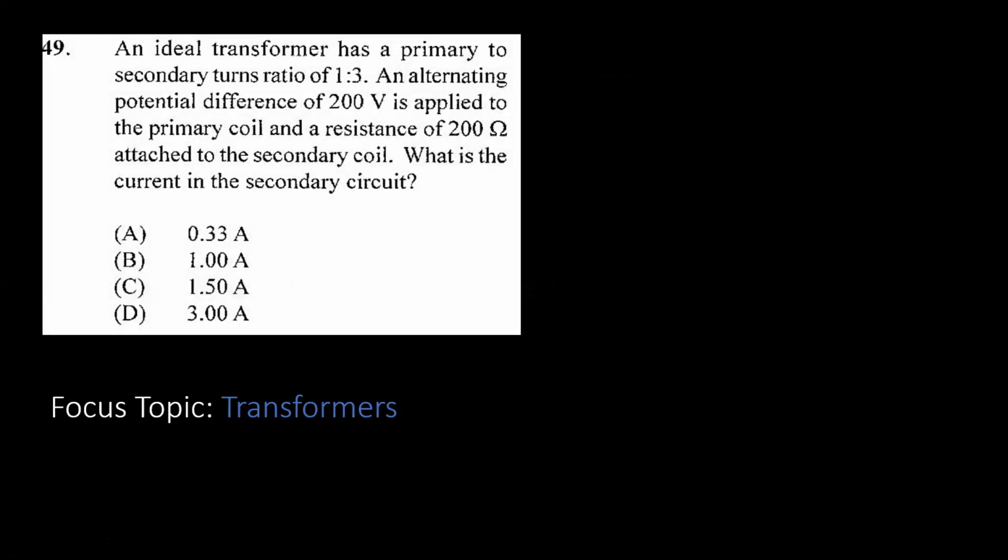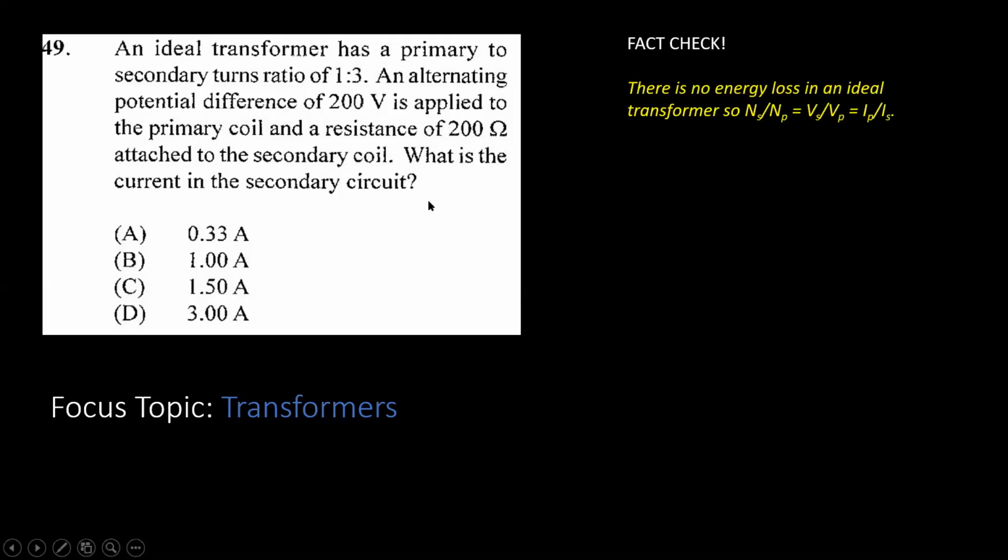49, an ideal transformer has a primary to secondary turns ratio of 1 to 3. An alternating potential difference of 200 volts is applied to the primary coil, and a resistance of 200 ohms is attached to the secondary coil. What is the current in the secondary coil? So, no energy loss in an ideal transformer.